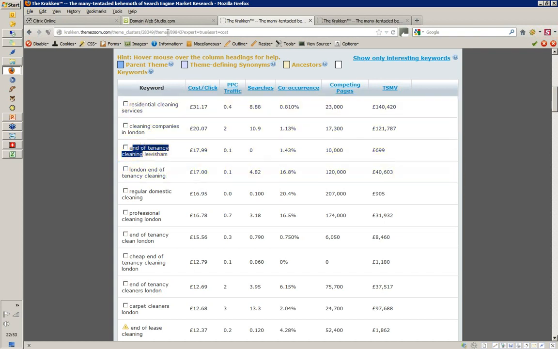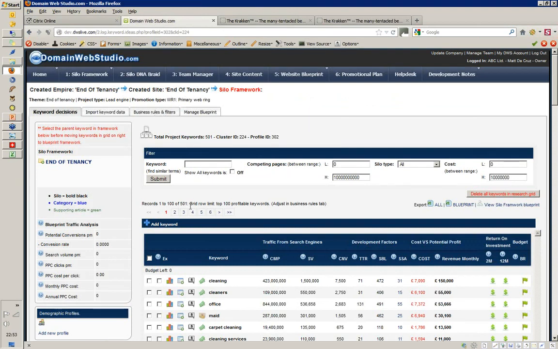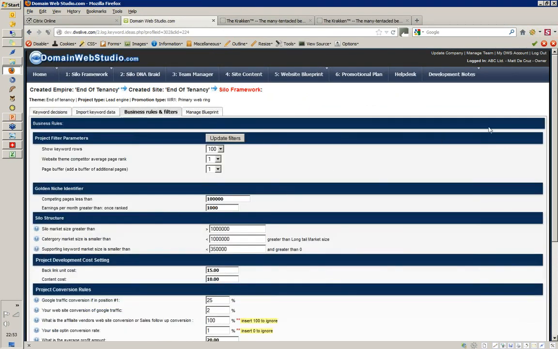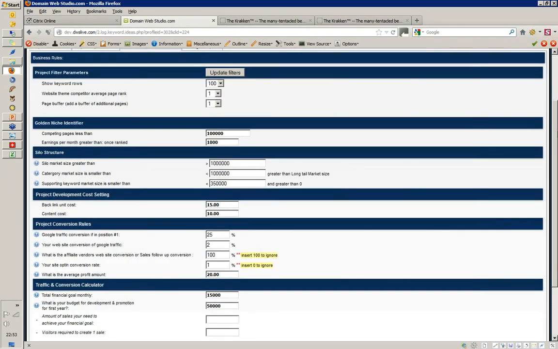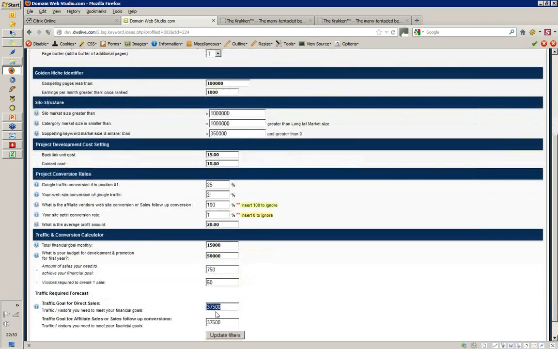And then what we're going to do now in DWS is, when I look at this, I've imported the keywords from those two lists, and I go to my business rules and filters. I've got my default settings over here, but basically what I've put in is £20 is what I'm trying to get for this, okay? And what it tells me is I've got to find 37,000 searches a month to achieve my £15,000 goal a month, okay? So I've got all that information in there.